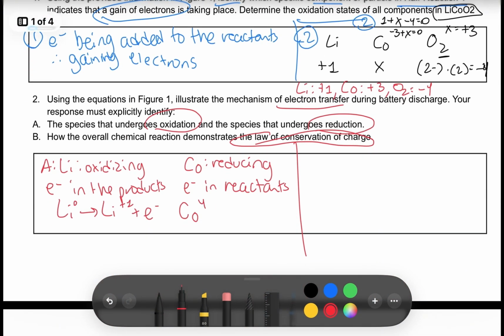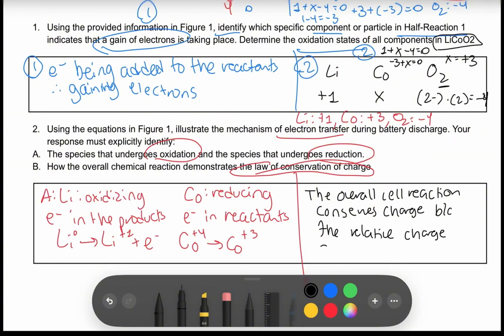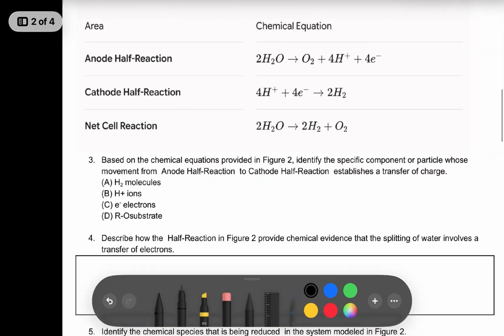So it went from Co 4+ to then Co 3+, showing how it gained an electron because it lost its positivity. So now we can write that the overall cell reaction conserves charge because the relative charge stayed the same on both sides. So it stayed 0. So now let's look at the next problem.